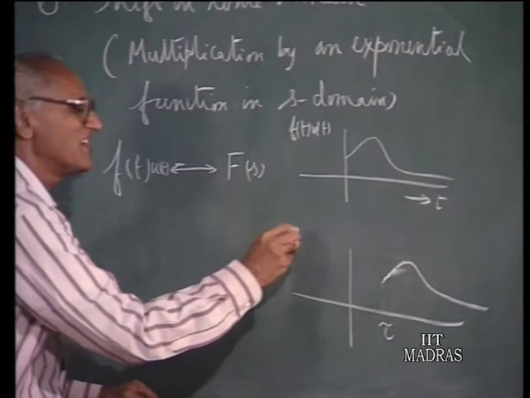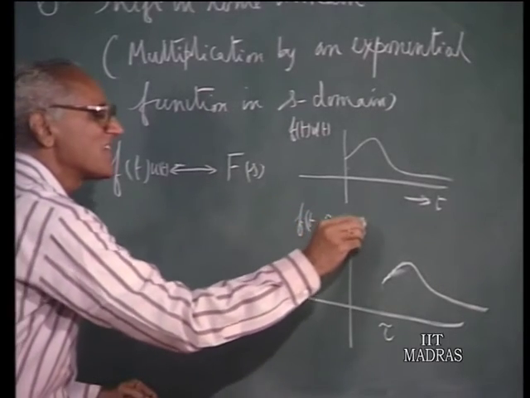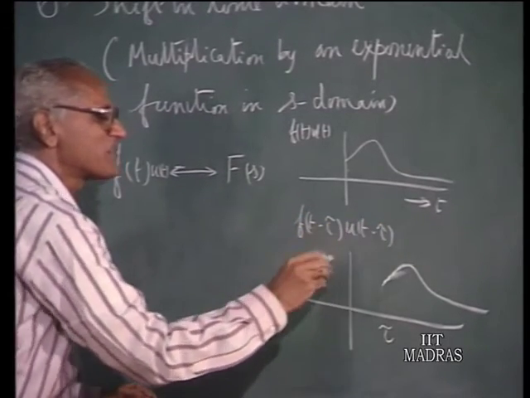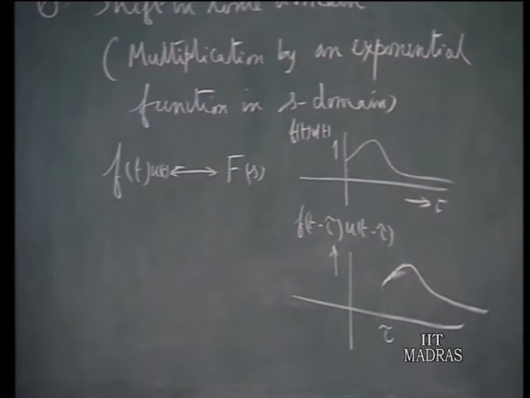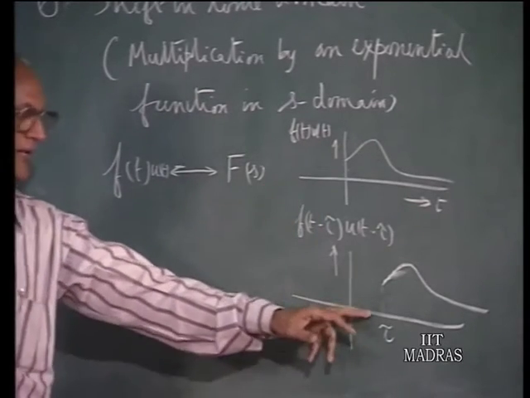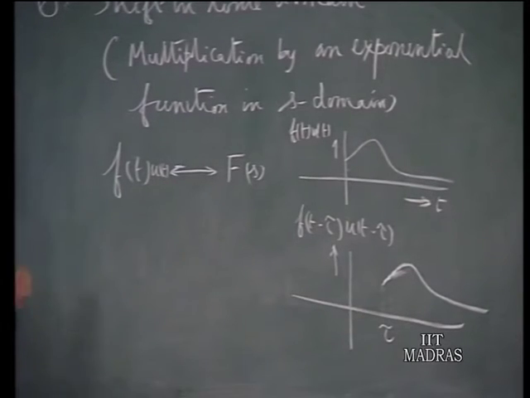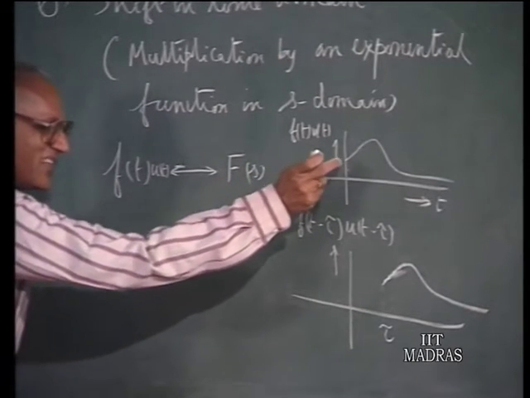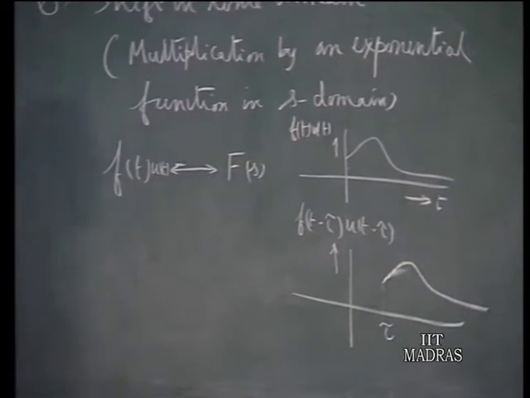Therefore, we can describe this as f of t minus tau u of t minus tau. This is the description of this function. Everything is delayed by tau seconds. Whatever value this function takes at t1, this will take at t1 plus tau seconds in the second case. It is delayed. So, given the Laplace transform of this is f of s, we ask the question what is the Laplace transform of this.